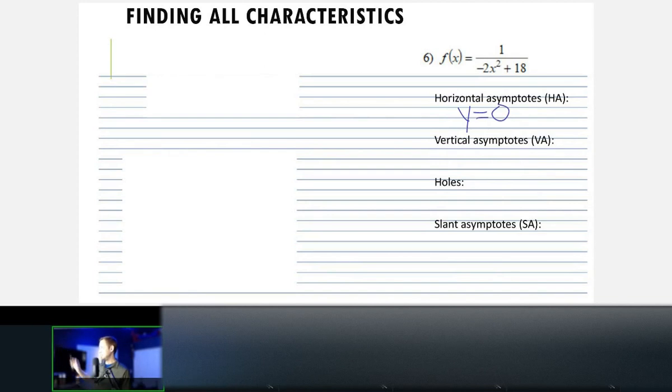Let's skip down to the SA. What is the SA for this function? Yeah, none. There is no SA for this because the power in the numerator isn't one higher than the bottom. So yeah, there's no SA. What are the VAs? X equals 3 and x equals -3.